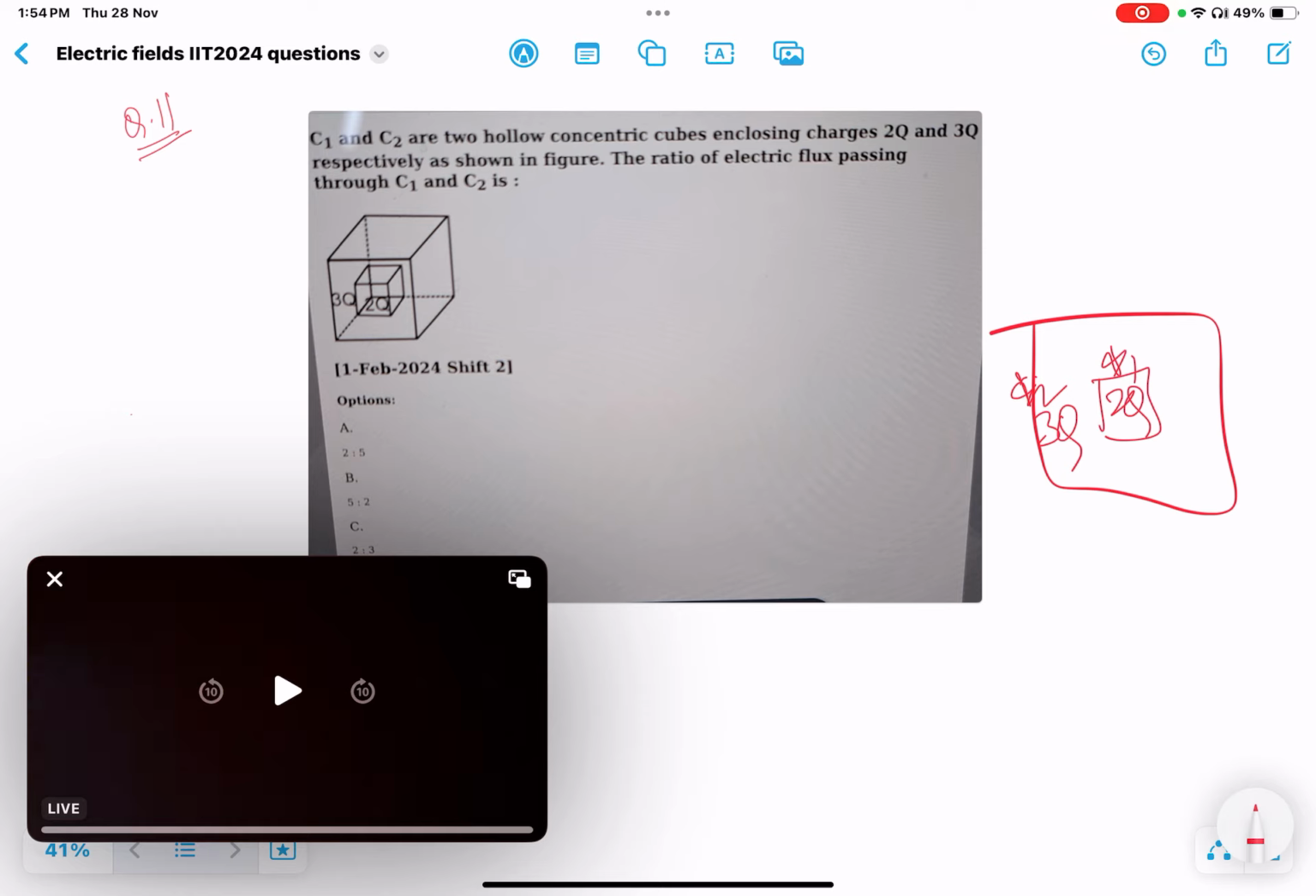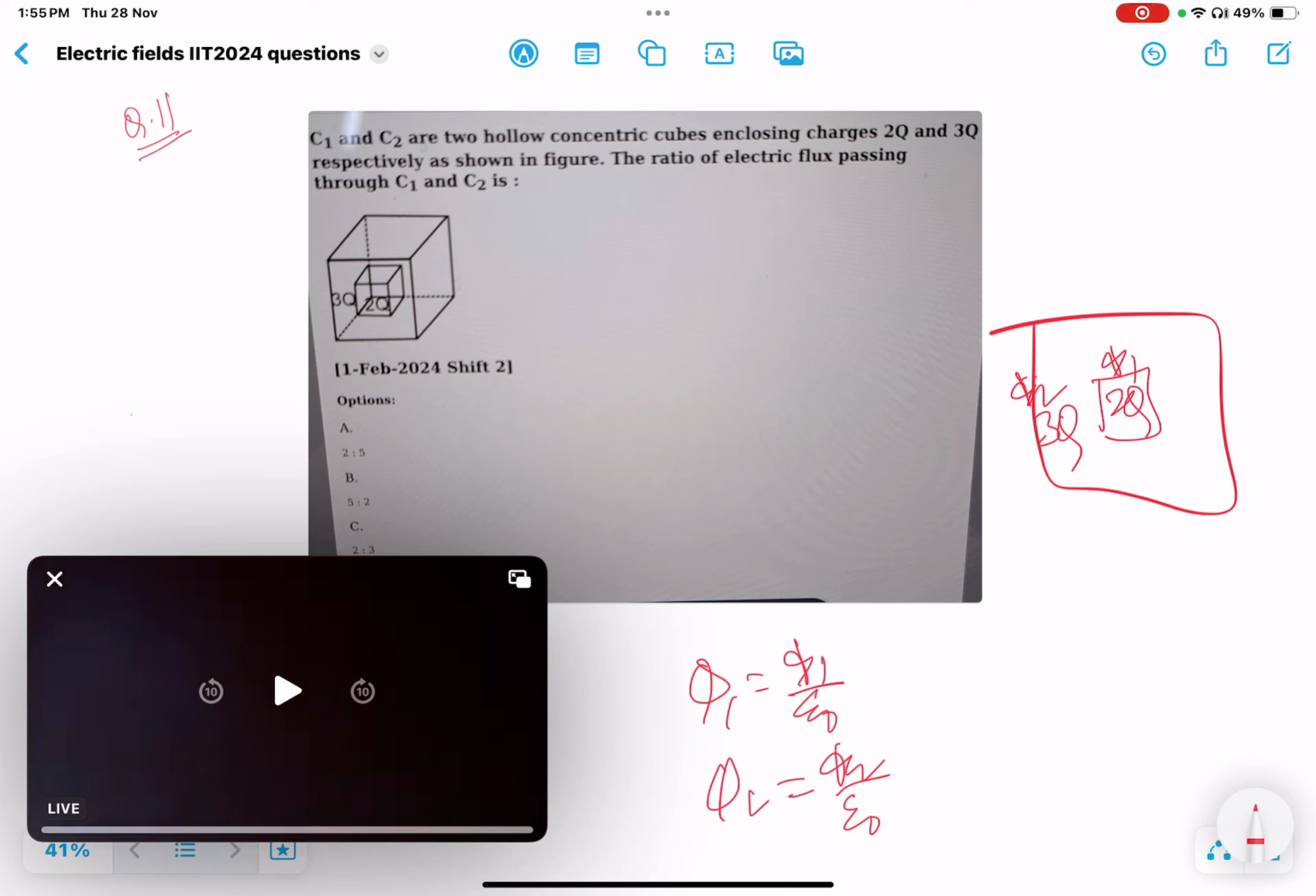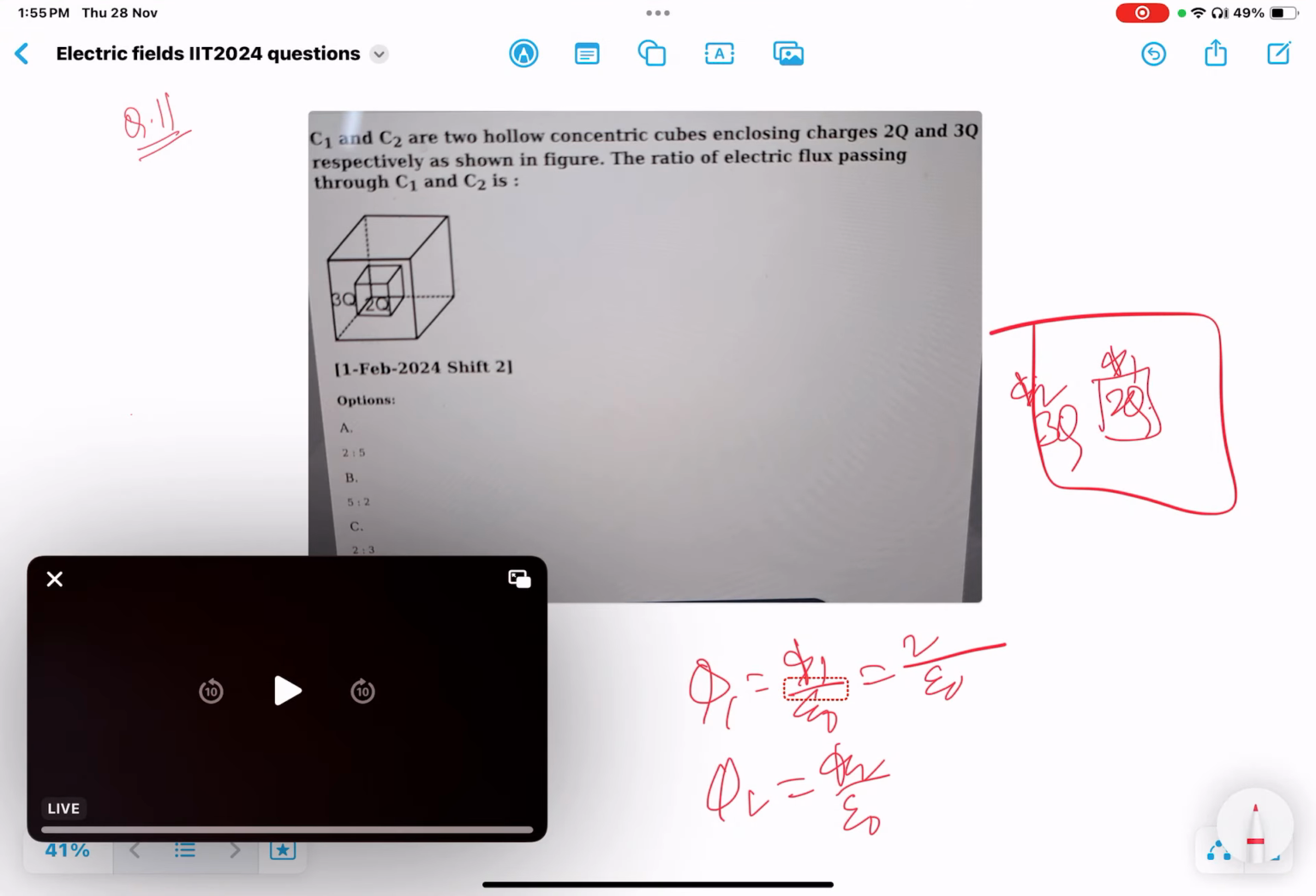Now the question is, what is the ratio of fluxes? So the flux due to the inner cube, phi 1, is equal to Q1 by epsilon naught, and phi 2 is equal to Q2 by epsilon naught. Q by epsilon naught means the charge should be enclosed within the boundary. So in the case of the first cube, the inner cube, the charge enclosed is only 2Q. That's why 2Q by epsilon naught.